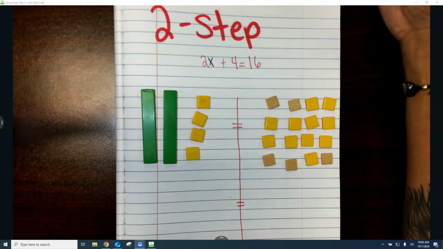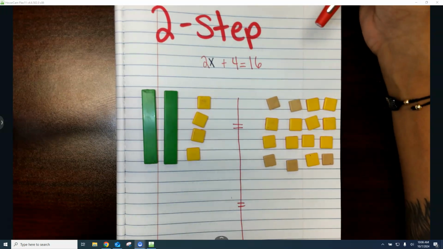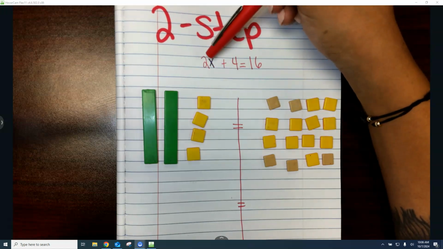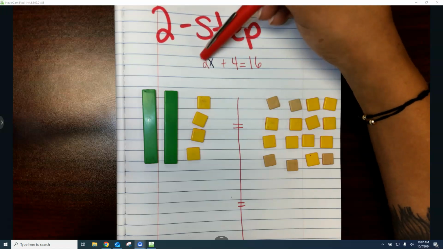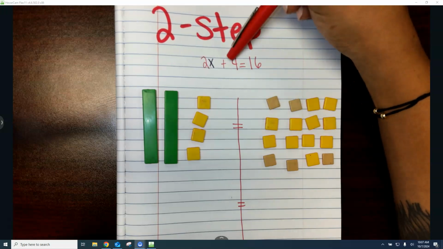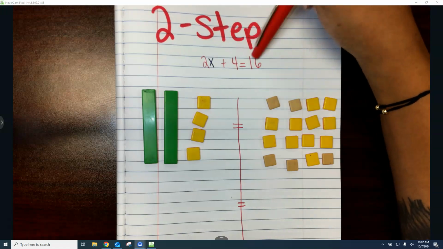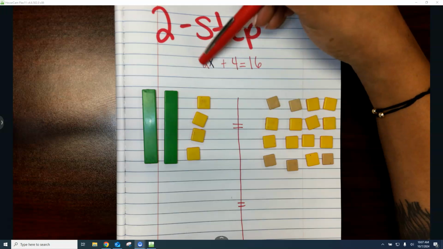Alright, so for two-step equations, we have this equation here, 2x plus 4 equals 16. With this one, as you can see, our unknown is being multiplied by a number, which is 2. Then that unknown number times 2 is also being added to 4, which somehow equals 16. So just like we've done before, we're going to start off by balancing our equation by isolating, leaving our variable alone.